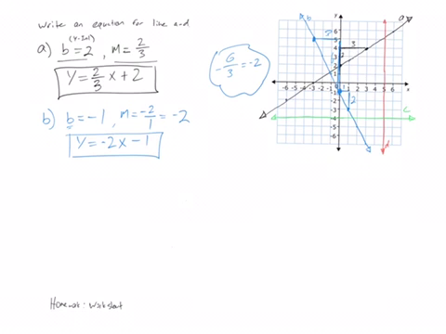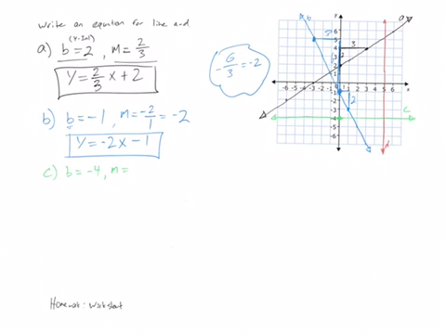Alright, moving to the green line, line C. We just need to find its b. The b is going to equal where it crosses the y-axis. Looks like it crosses right there at negative 4. And we just need to find its slope.